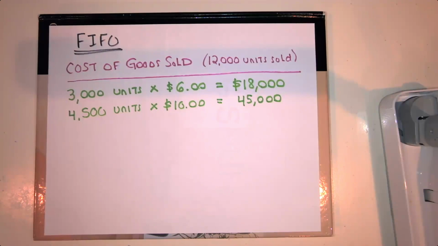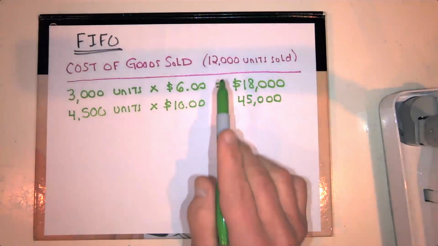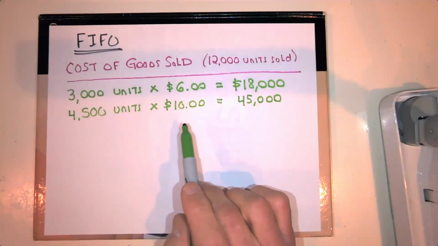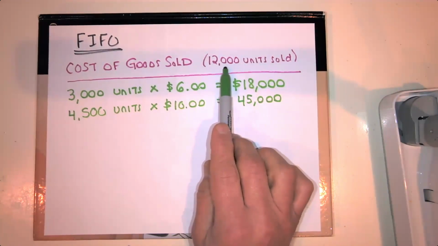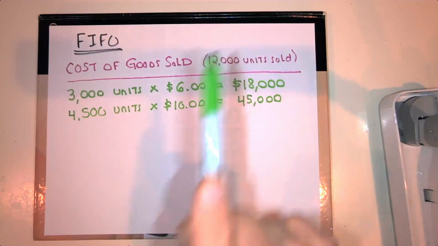Because I took 12,000 and then you take out the first 3,000 and the next 4,500 and it just leaves you with that much. Because you got to get to that number, right? Yeah. Yeah, absolutely. You're absolutely right. We got to get 12,000 units.